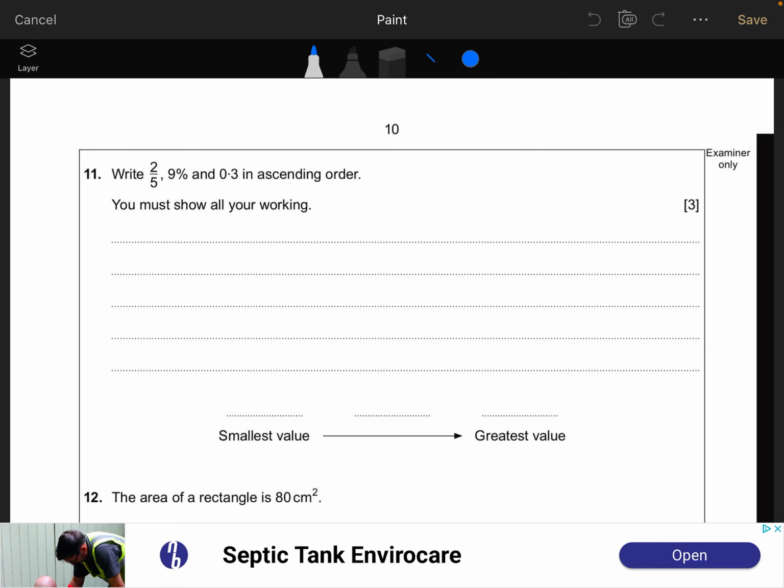So 2/5. To convert that to a decimal, I will probably want to convert it to a fraction out of 10. So to make the 10 at the bottom, I've had to double from 5 to get 10, so I double the 2 to get a 4. A 4 divided by 10 would be 0.4. So I know that 2/5 is 0.4. 9% is 9 out of 100.